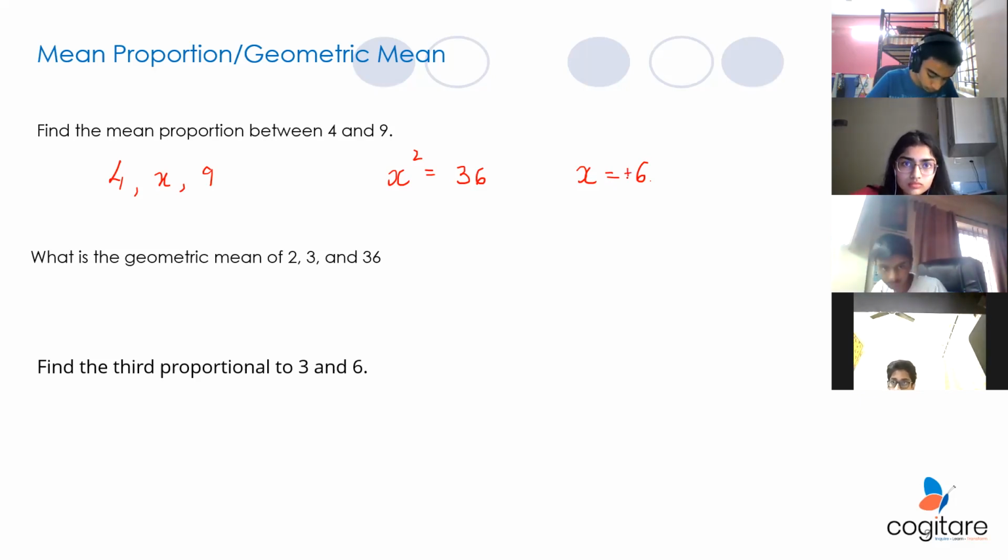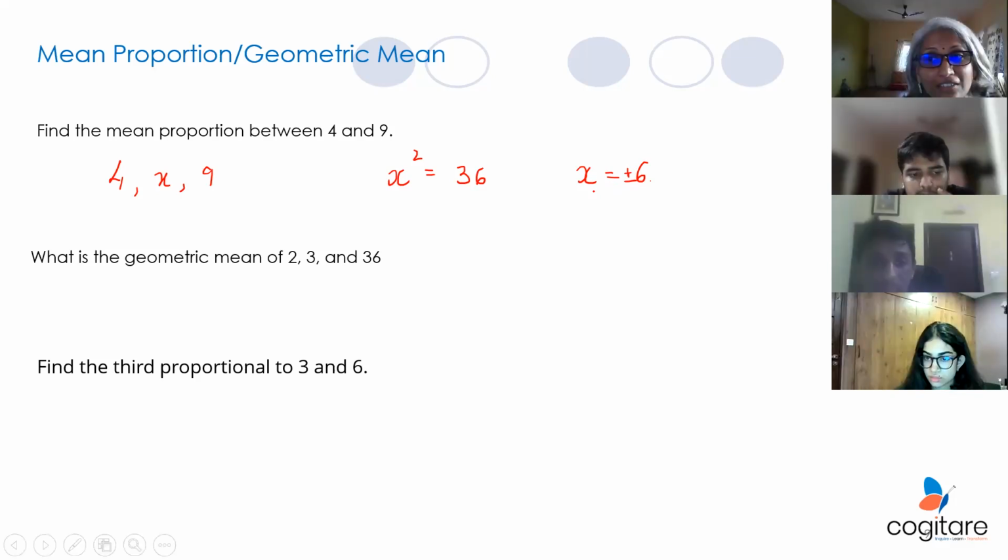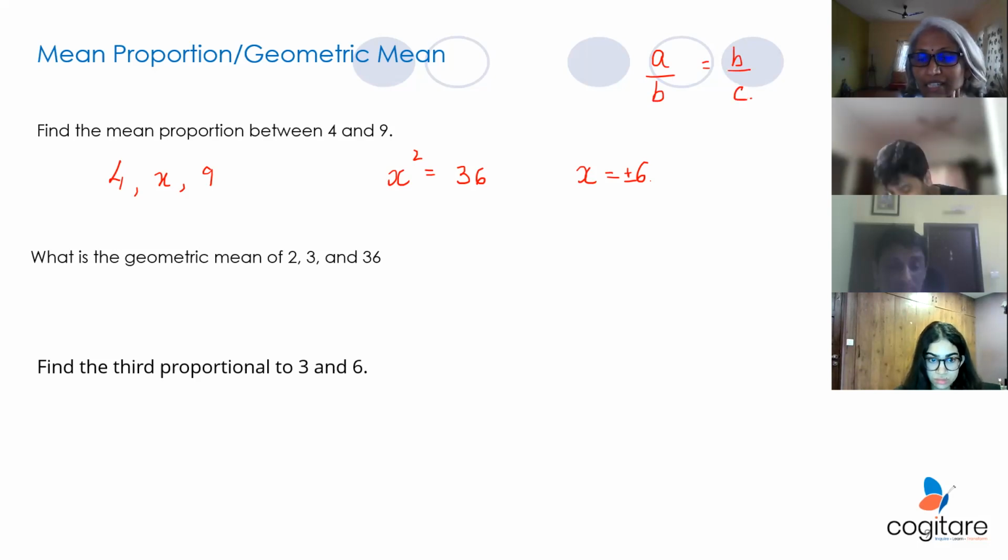Ma'am, why don't we write plus or minus 6? I was waiting for somebody to answer that. Guys, can I write plus or minus 6? Ma'am, but minus 6 cannot be between 4 and 9, right? So it should be only 6. But what is the condition for mean proportion? As long as A by B is equal to B by C. 4 by minus 6, isn't this equal to minus 6 by 9?